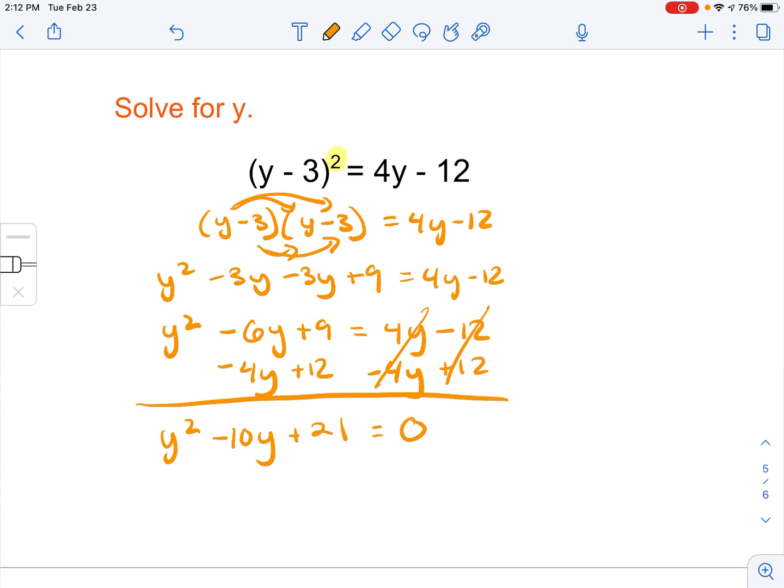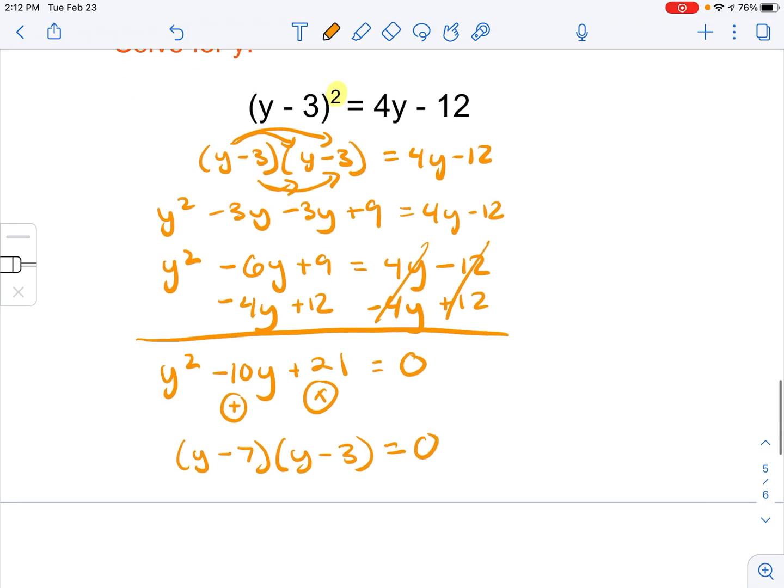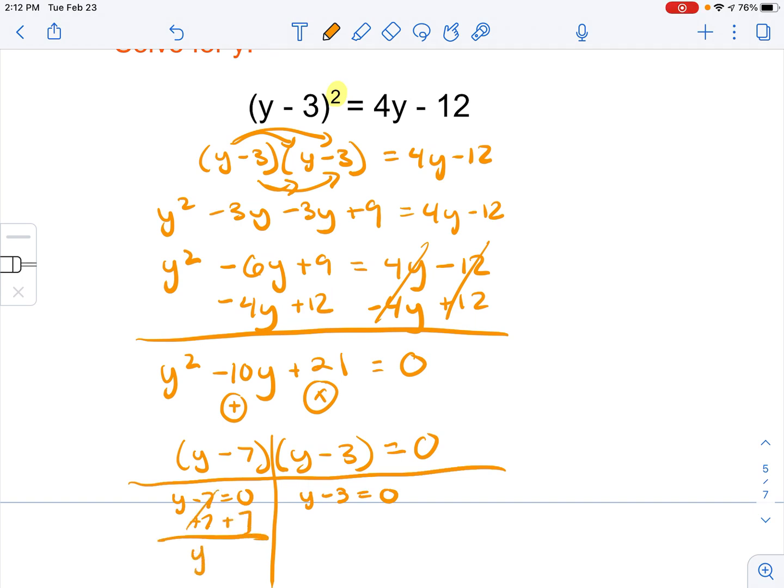Okay, so now we have a trinomial. The coefficient of y squared is equal to 1, so we're looking for two numbers that multiply to 21 and add to -10. Those two numbers are -7 and -3. And so from there, we can set each factor equal to 0 and solve for the corresponding answers. So we get y is equal to +7 and y is equal to +3.